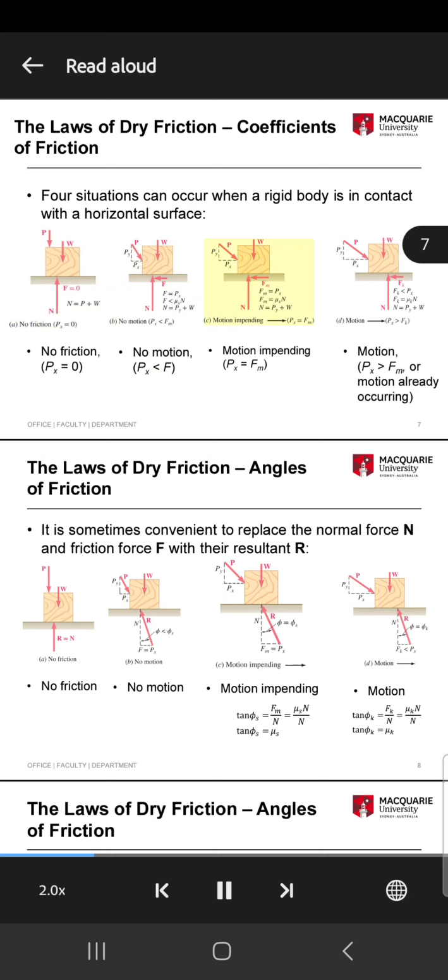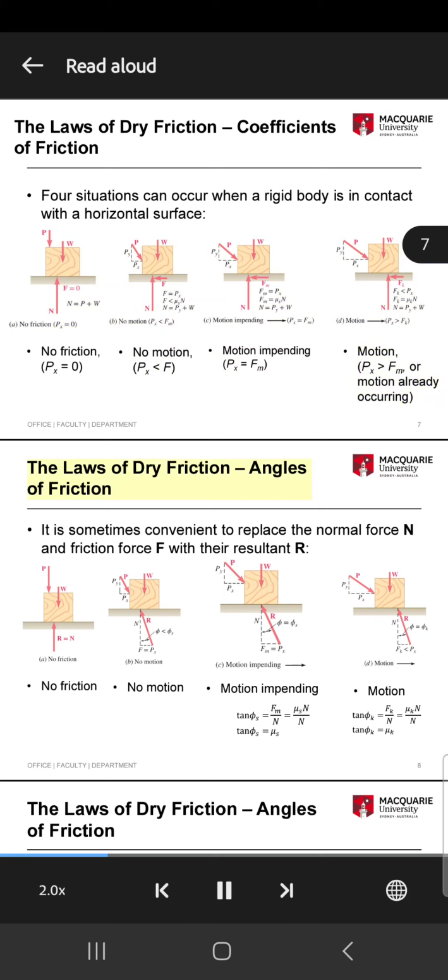Block, with weight W, positioned on horizontal surface subject to force P, acting down. No friction. N equals P plus W. P sub X equals 0. Motion impending. P sub X equals F sub m. With P acting down and to the right: no motion, P sub X less than F, F equals P sub X, F less than mu sub s N, N equals P sub Y plus W. Motion: P sub X greater than F sub m, or motion already occurring.